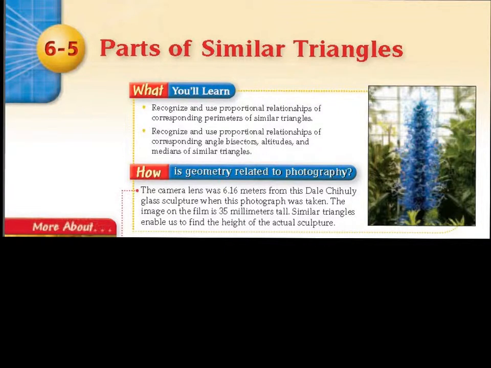How is geometry related to photography? The camera lens was 6.16 meters from this Dale Julie glass sculpture when the photograph was taken. The image on the film is 35 millimeters tall. Similar triangles enable us to find the height of the actual sculpture.